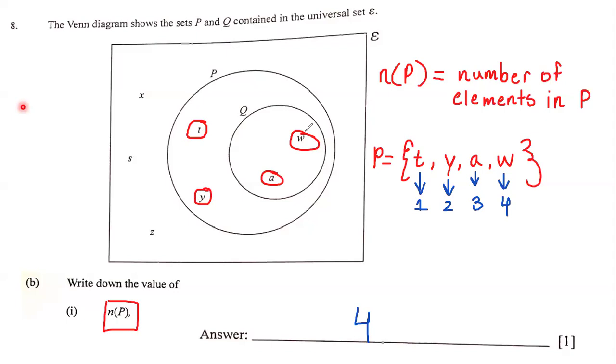That's good. So we have Shavarian, do you understand this? Shavarian, do you understand this? Yeah. Okay, how did we get 4? We count the number of elements in P. And what are the elements in P? T, Y, and A and W. Very good. Joseph, do you understand this? Where's Joseph?